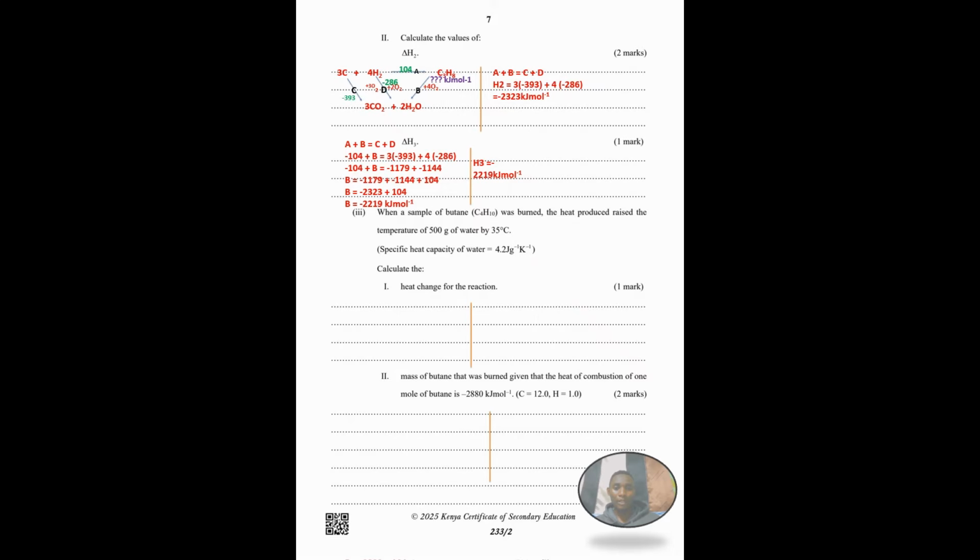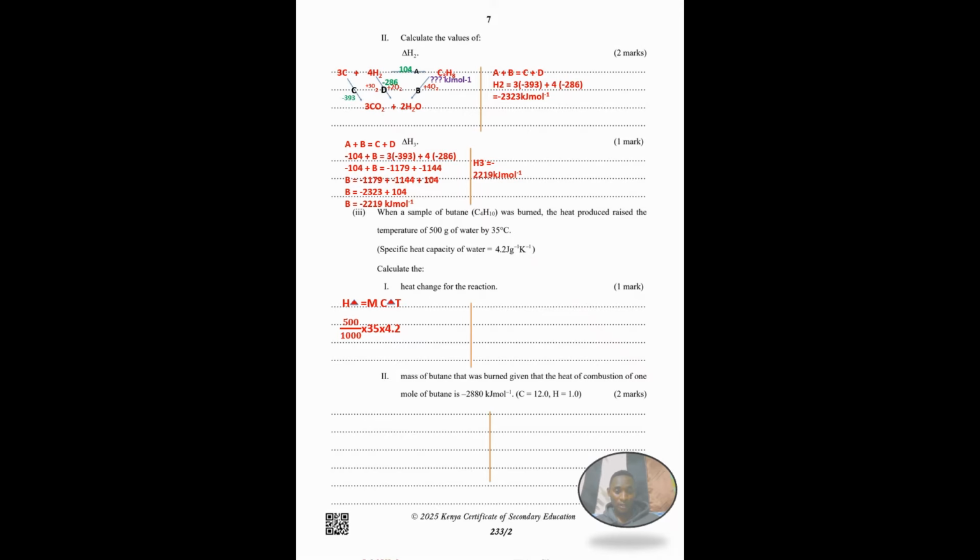When a sample of butane, C4H10, was burnt, the heat produced raised the temperature of 500 grams of water by 35 degrees Celsius. So the temperature rise was 35 degrees Celsius. The specific heat capacity of water is 4.2 joules per gram per Kelvin, and we are supposed to calculate the heat change for the reaction. The heat change for the reaction is determined by taking the MC delta T, which is the mass of the solution, multiplied by the specific heat capacity, and then we multiply by the temperature change.